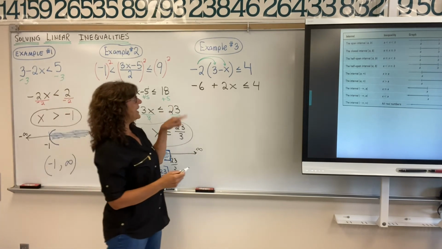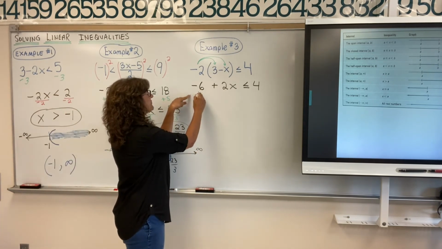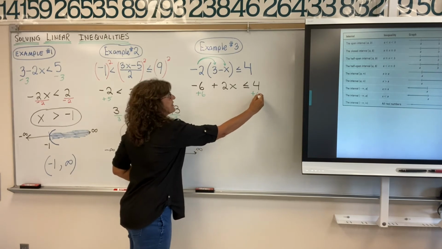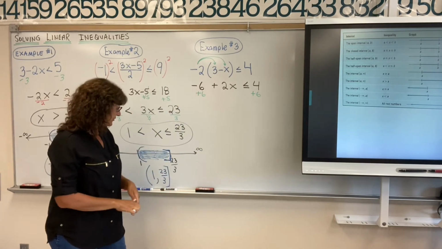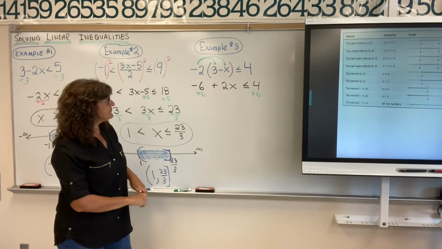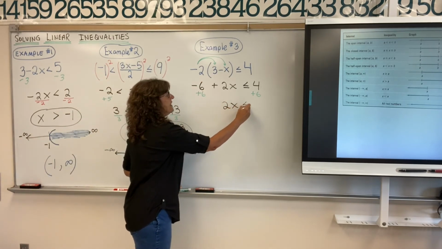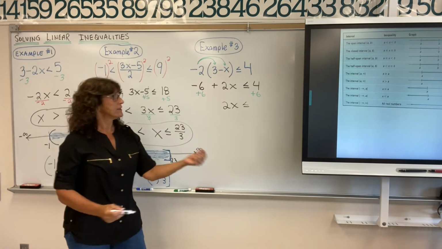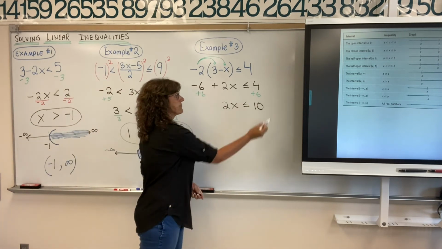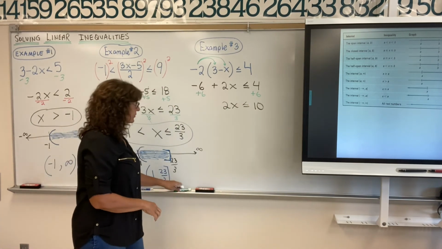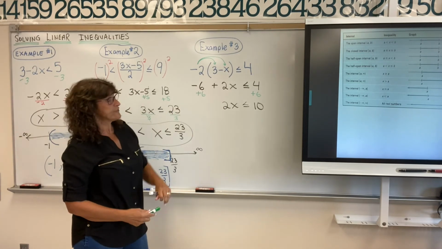So I'm going to start by removing the grouping symbols. Next, we want to get the x by itself. Let's go ahead and add 6 to both sides. On the left-hand side, your 6's go away, so you just have 2x. On the right-hand side, 4 plus 6, that's 10. So 2x is less than or equal to 10.